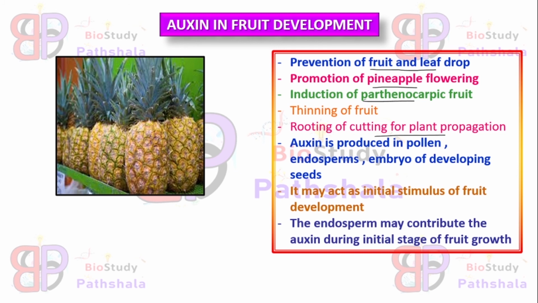Auxin can be observed in pollen as well as in the endosperm and embryo of the developing seeds. The developing seeds require auxin for the initial stage of growth, and the endosperm contributes the auxin during the initial stage of growth.